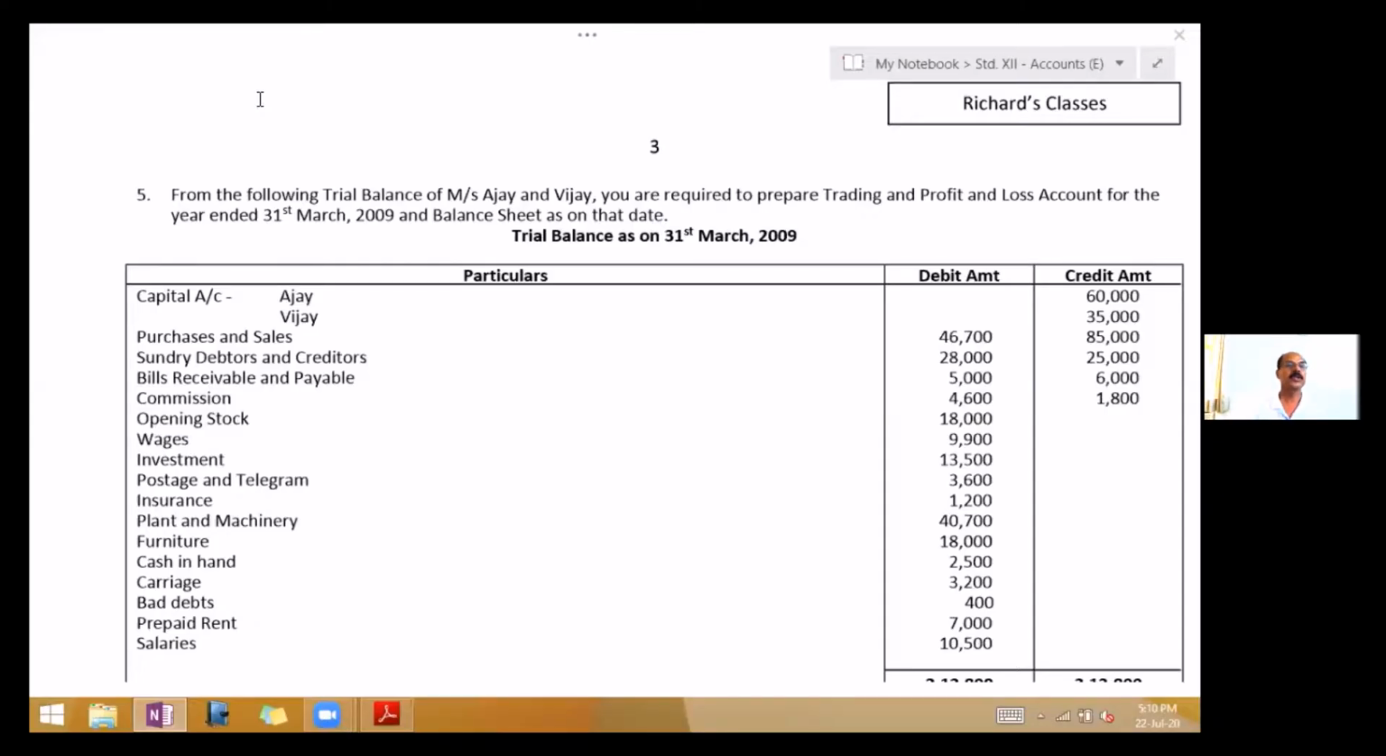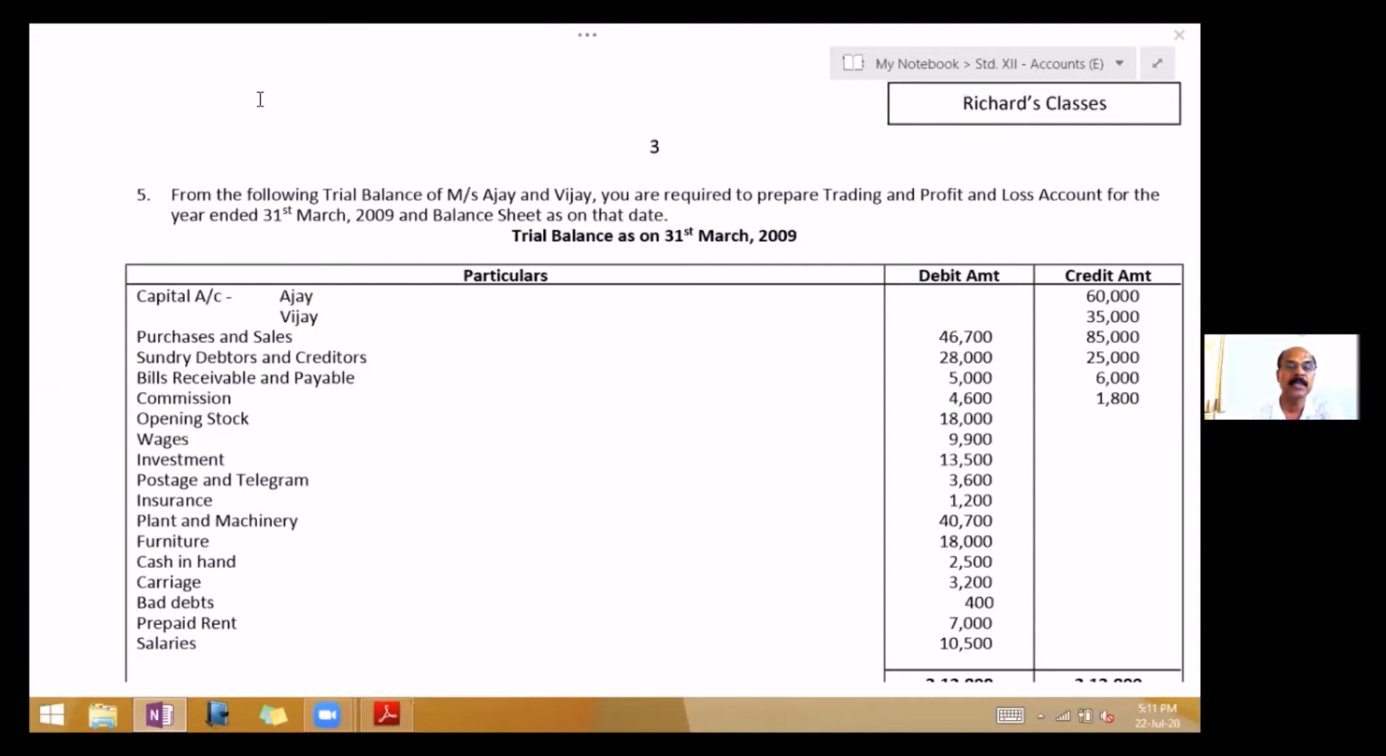Okay. So students, problem number 5. Let me read it for you. From the following trial balance of Ajay and Vijay, you are required to prepare trading and profit and loss account for the year ended 31st March 2009 and balance sheet as on that date. Capital accounts, Ajay Vijay. Purchases and sales, sundry debtors and creditors, bills receivable and payable, commission, both.